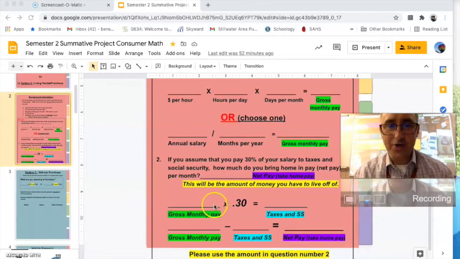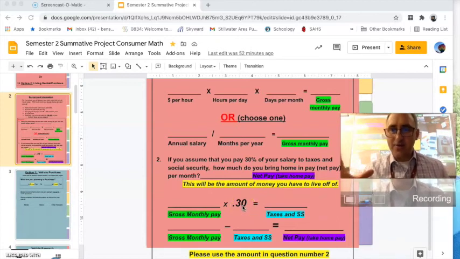So here's what you're going to do. You're going to take your gross pay, multiply it by 0.3. That's the same as 30%. That'll take out and tell you what you pay in taxes and Social Security. We're then going to take that amount and subtract it down here. So then we take that gross monthly pay again, take out the taxes and Social Security, and that gives us the purple answer. That's your take-home pay.